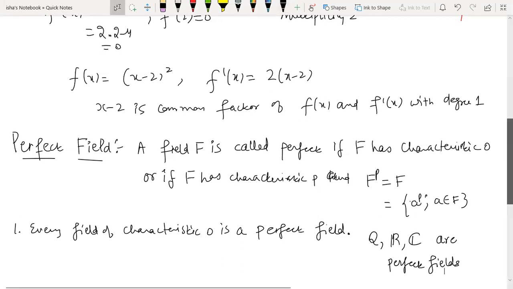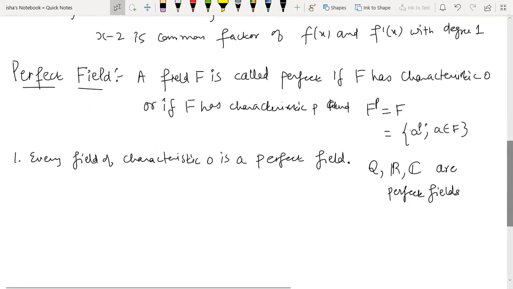Now what is the usage of this definition will come later, but for now we are just looking at the definition that this is an example of a perfect field. Now look at the definition again. It says it is perfect if F has characteristic 0 or if F has characteristic p. We know the result that the characteristic of an integral domain is either 0 or prime, and since every field is an integral domain, it's true for fields also, that the characteristic is either 0 or prime.